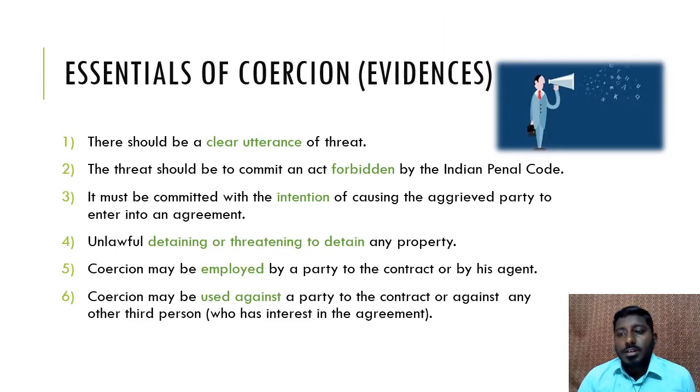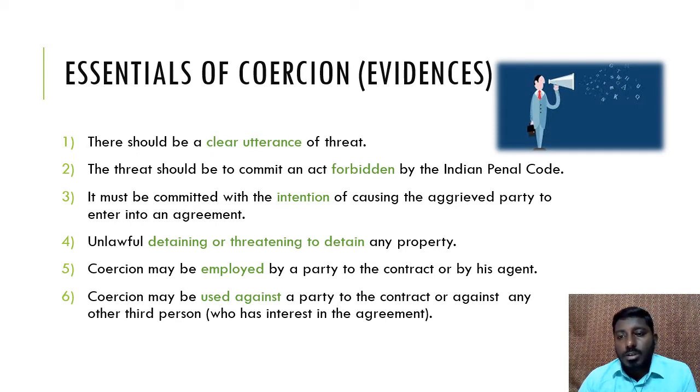So what are the essential elements of a coercion when it takes place? For evidences to be propped up, these are the essential elements that need to be understood if a coercion takes place. For a coercion to take place, there should be a clear utterance of threat. We said that coercion is threatening someone, so obviously there should be a clear utterance of threat. It should be expressed. That is the clear utterance of the actual threat.